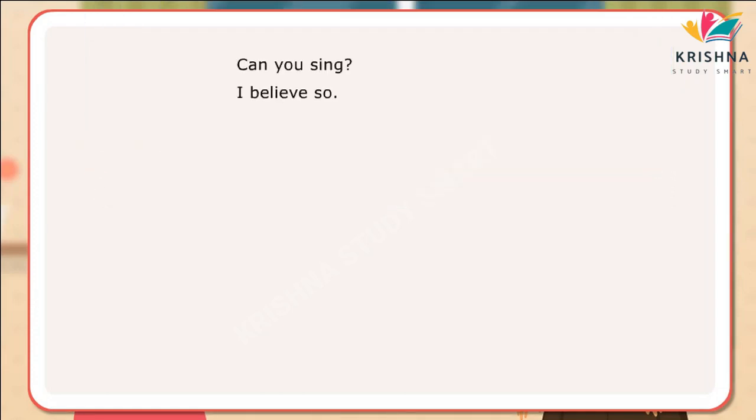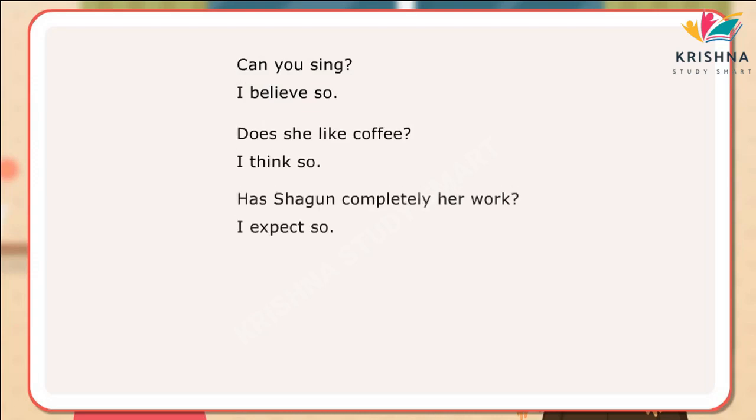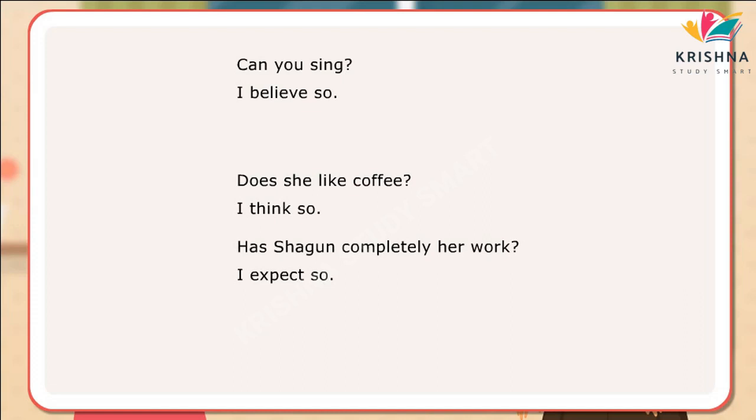Can you sing? I believe so. Does she like coffee? I think so. Has Shagun completed her work? I expect so. In the first sentence, auxiliary can is used to ask a question, and in the answer, so is used after the verb believe to avoid repetition of the words in the question.